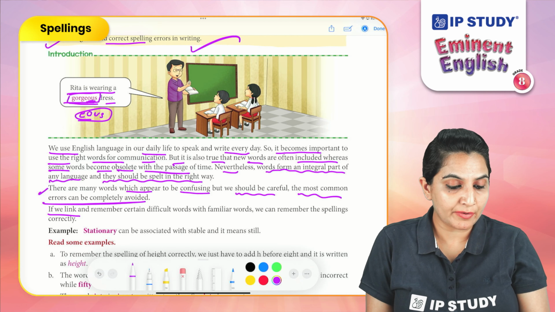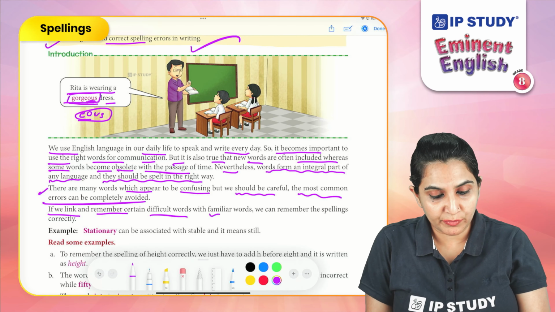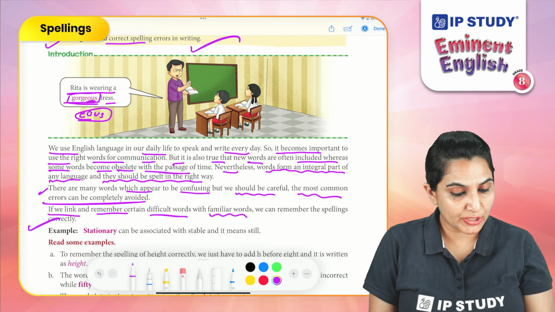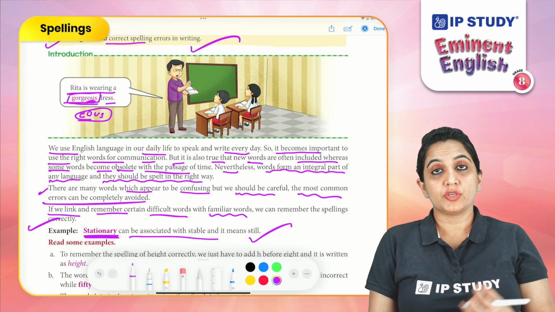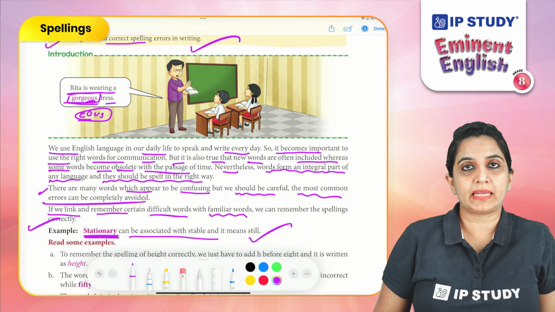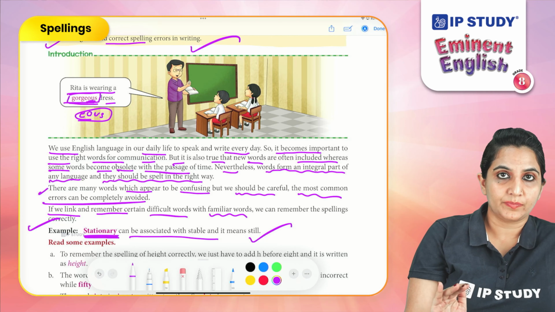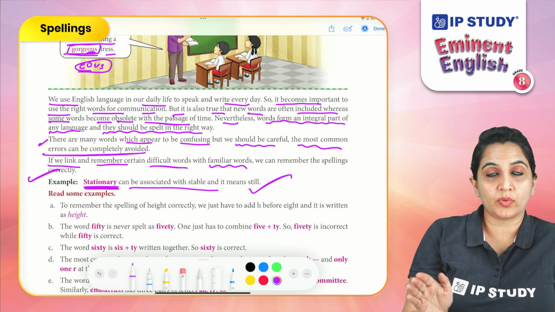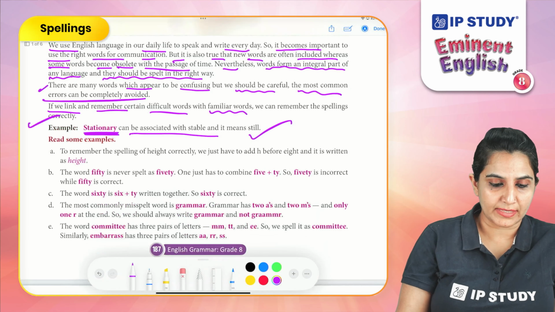If we link and remember certain difficult or tricky words with familiar words, we can remember the spellings correctly. Like stationery. Stationery can be associated with stable, and it means still. So we can learn the meaning of stationery. We just associate it with still. Then you will always remember that the ending ARY is stationery, which means still, at rest.